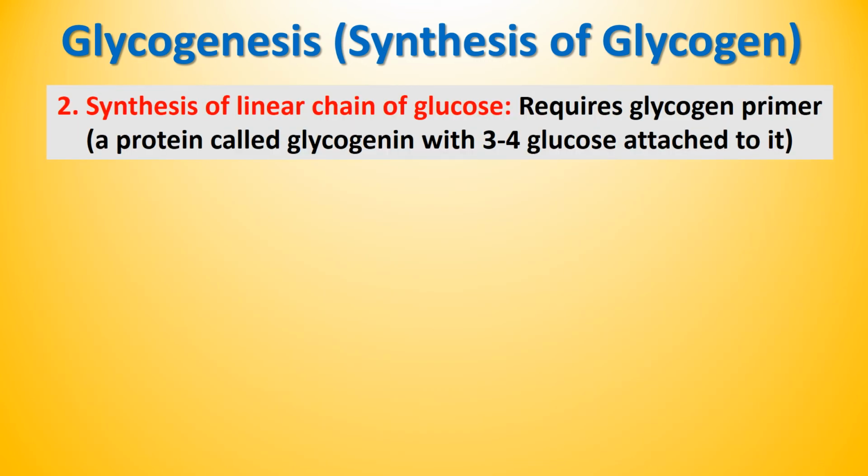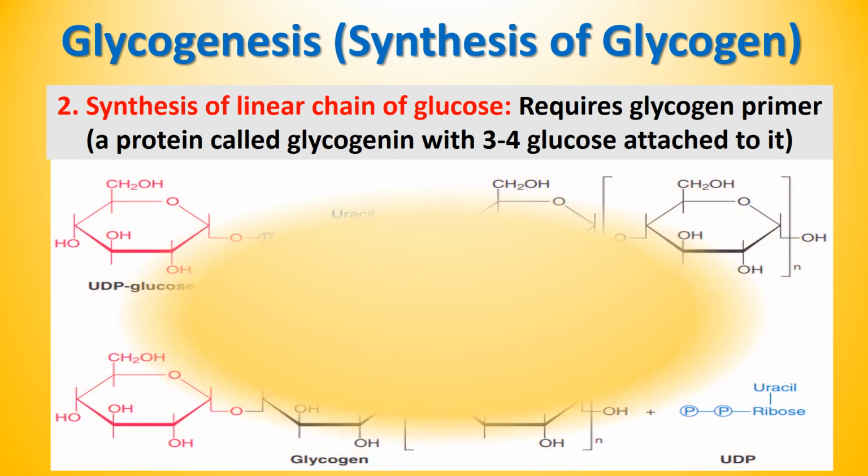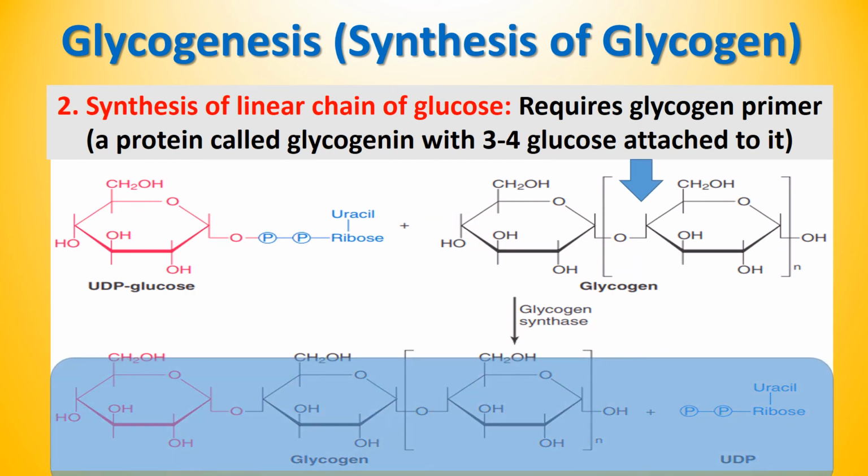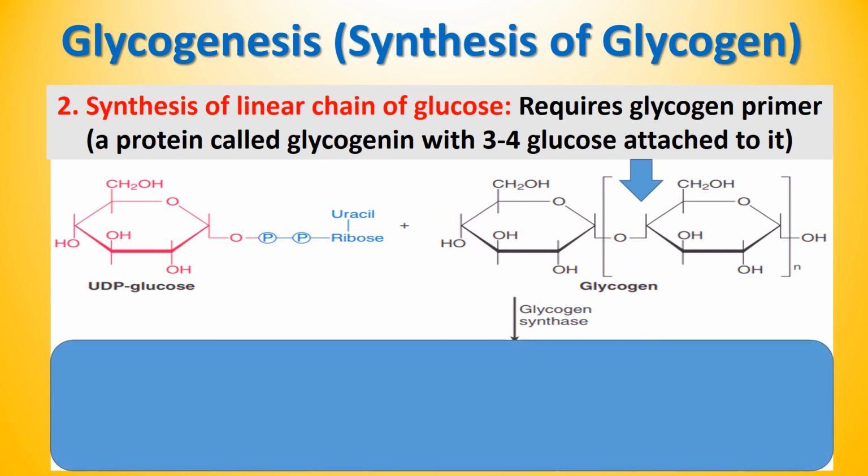The next step in glycogen synthesis is the synthesis of a linear chain of glucose. This step requires a glycogen primer, which is a protein called glycogenin with 3 to 4 glucose attached to it. If you look at this figure, the arrow indicates the glycogen primer, where you can see the glucose molecules linked together through alpha 1,4 glycosidic bonds.